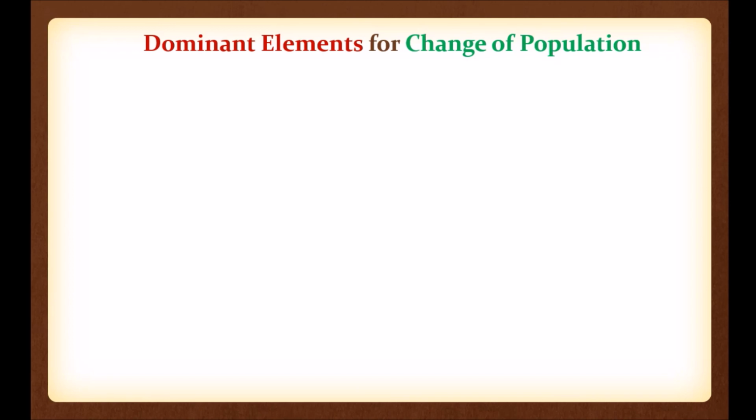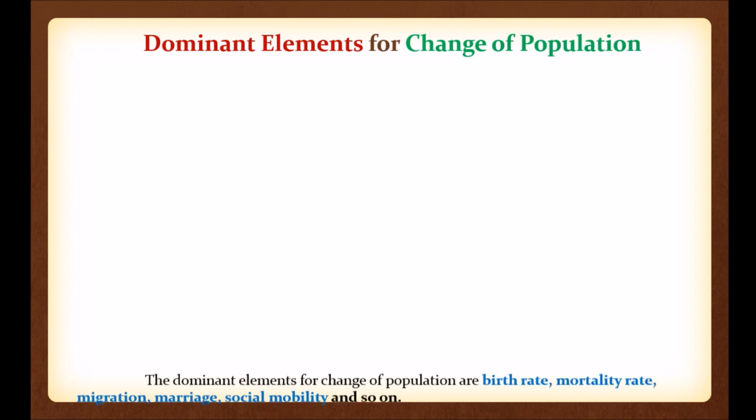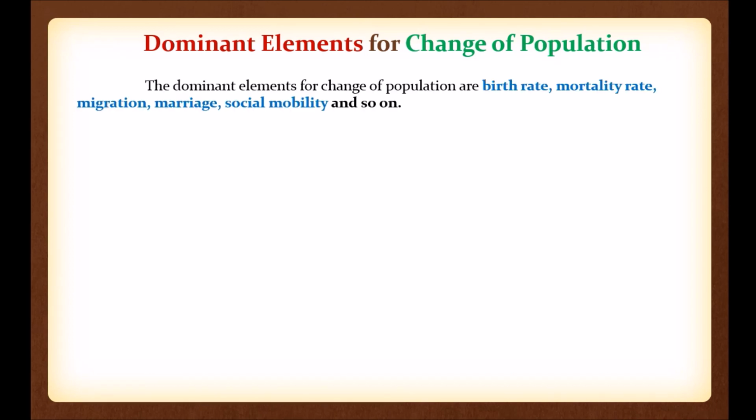Dominant elements for change of population. So what are the dominant elements? Why does our population change? Do we know the answer? Let's find out. The dominant elements for change of population are birth rate, mortality rate, migration, marriage, social mobility, and so on. Now, let's know more about these terms.